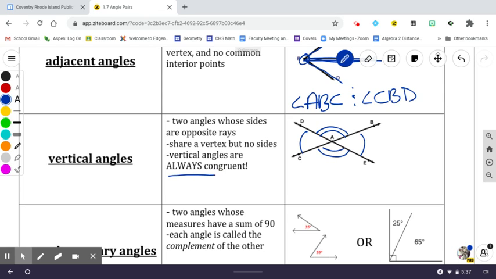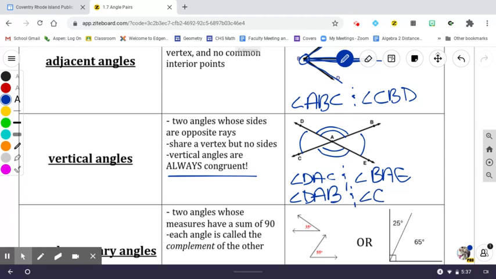Vertical angles are always congruent. That's why I marked them in the way I just did, to show that they're congruent. No matter what, their measures are always equal. So if we wanted to list the vertical angles here, we could say angle DAC and angle BAE. And then we could say angle DAB and angle CAE. So those would be vertical angles.